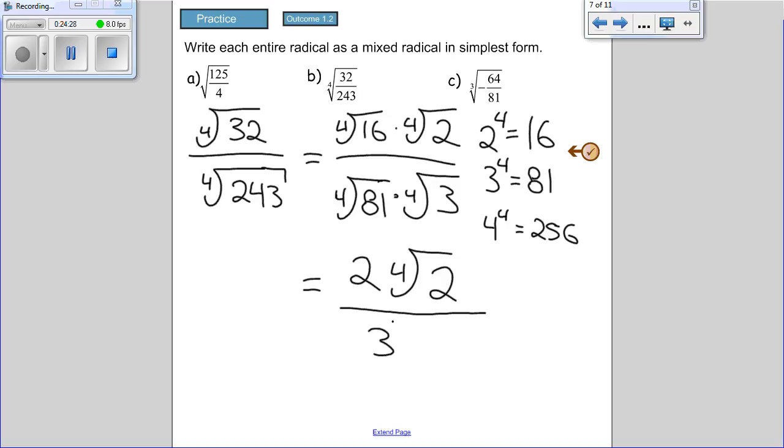That would be your answer. I'm going to do the third one quicker. I'm just going to talk through it, so you're just going to have to check with your own work. Ask a question if you have a question. Okay? We're doing cube roots.